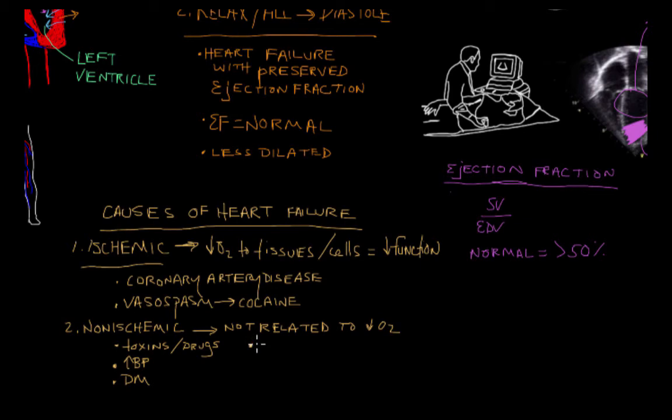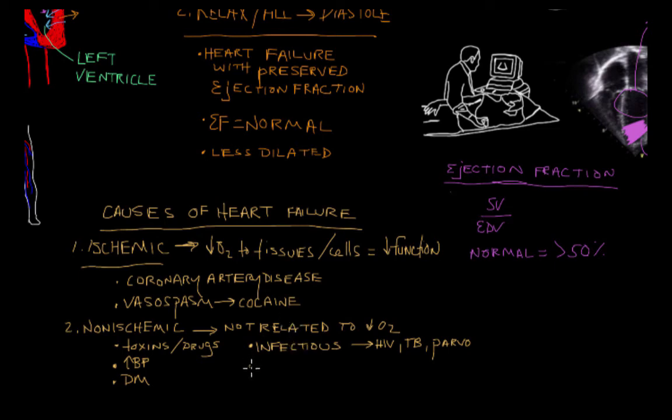And then some other causes more common in the developing world and less common in the United States would be infectious causes. And some of the infections that are known to directly harm the heart muscle are things like HIV, tuberculosis, and parvovirus. Those are infectious causes that actually damage the heart muscle, leading to heart failure.